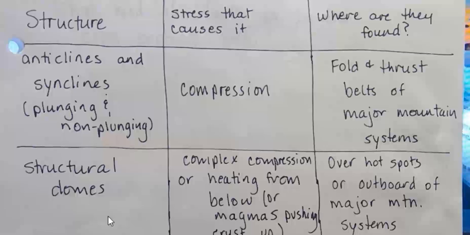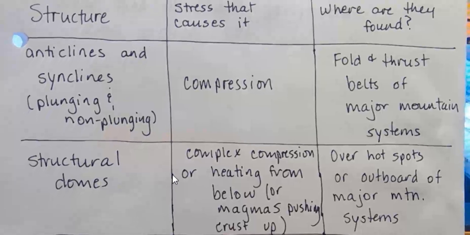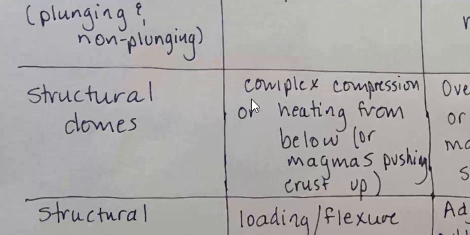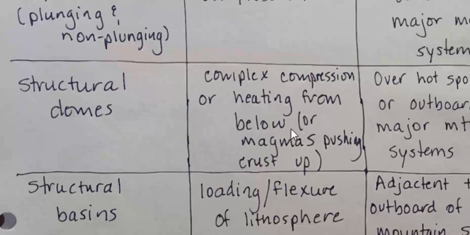Then we have structural domes, and structural domes are typically caused by complex orientation of compression at different times, but they can also be caused by heating of sedimentary rock layers from below, like if magma is pushing up in the crust, or if there's a zone of high heat flow, like a hot spot, that can cause the sedimentary rock layers higher up in the crust to be broadly upwarped into a structural dome.